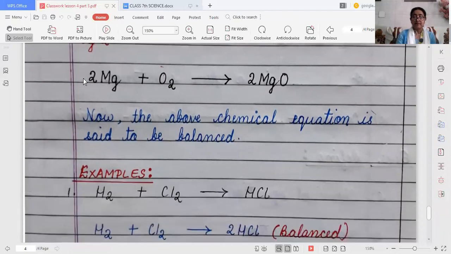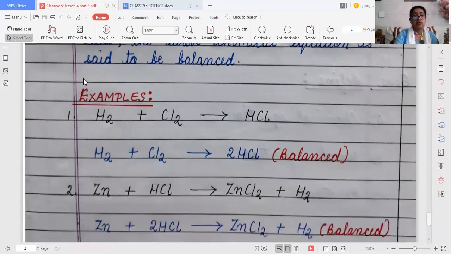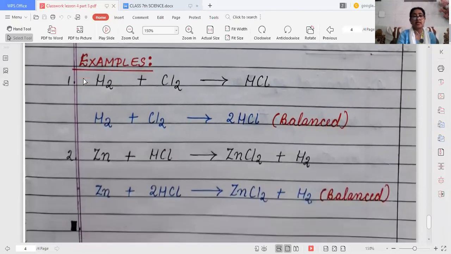Now these are two examples for your practice. The first one is not balanced and the second one is balanced. Okay, so these are for the practice.